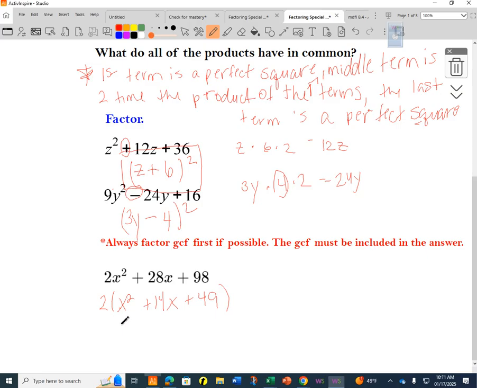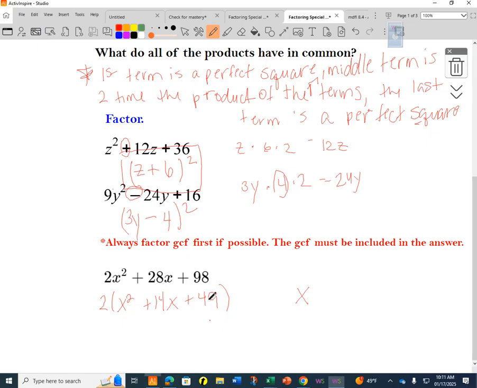Is x squared a perfect square? Is any variable squared a perfect square? Yes. There's no number with it, that's a perfect square. What's the square root of x squared? X, not 1, x, right?